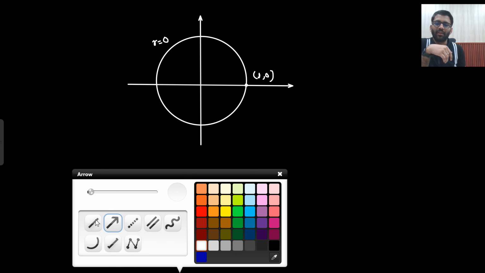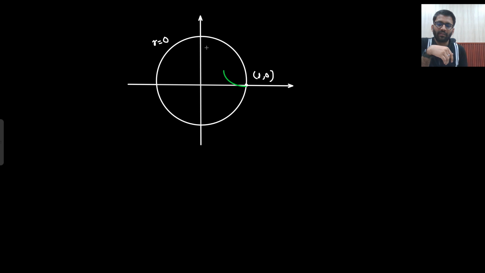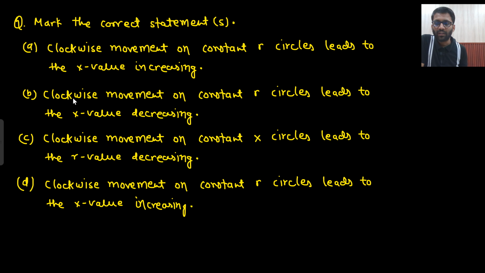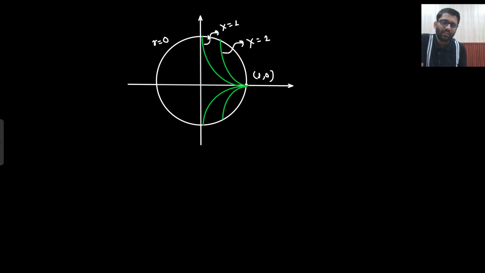Now here there can be many constant X circles like this, like this, and like this as well. This would be for X equals 1, and this would be X equals 2, because as the X value increases, the radius decreases. Now, if you are moving clockwise on a constant R circle, then the X value is increasing. Yes, the X value is increasing.